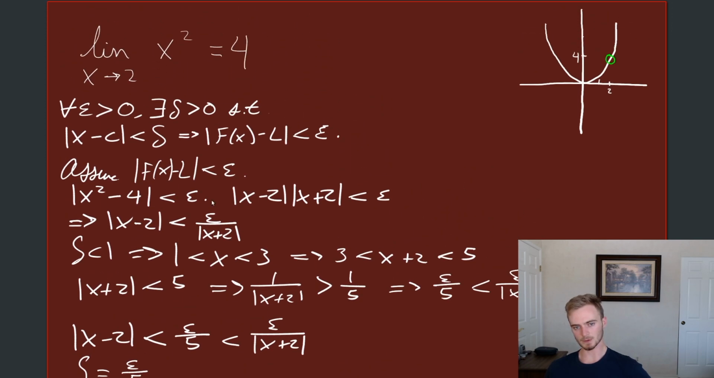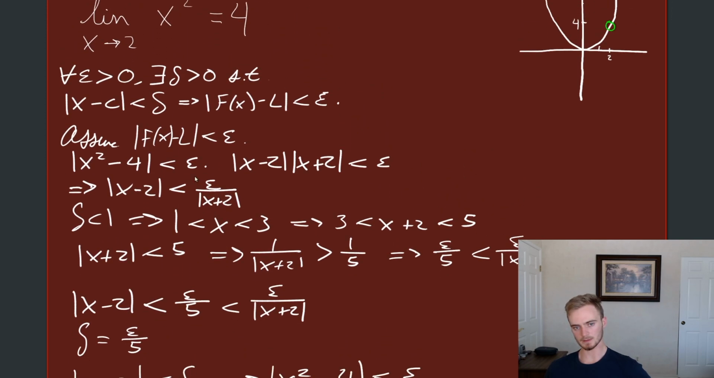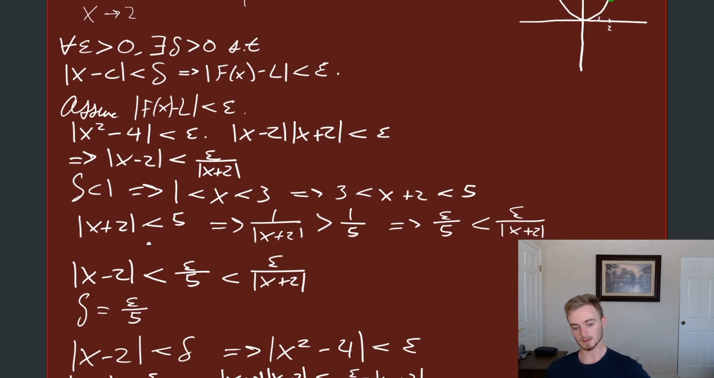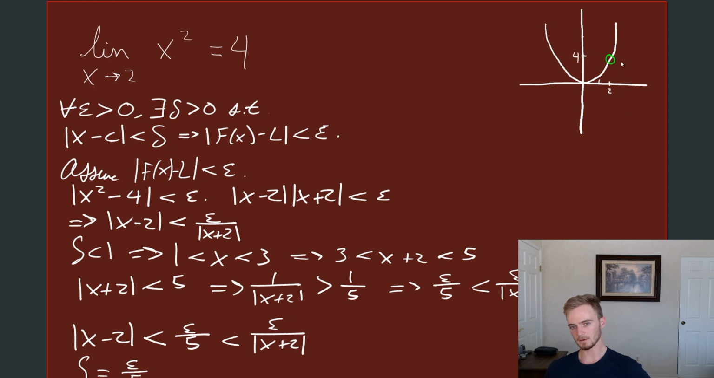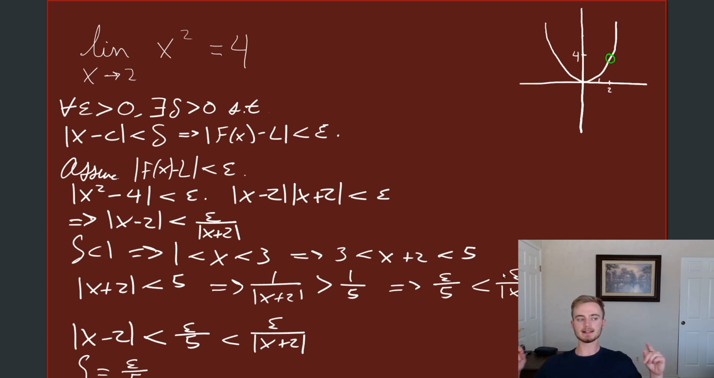So what we found in total is that for any epsilon greater than 0, there is a delta, delta equals epsilon over 5, such that the bound on x implies the bound on the function, and therefore the limit as x approaches 2 of x squared equals 4. That is how you prove a limit.